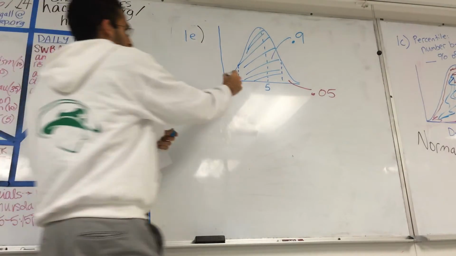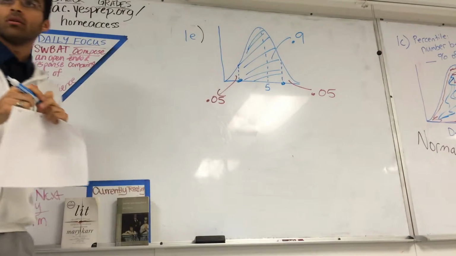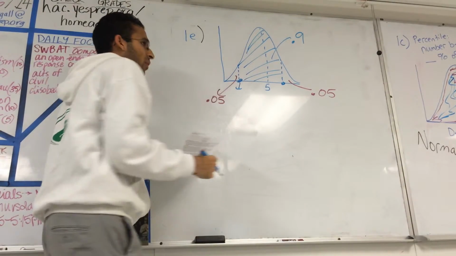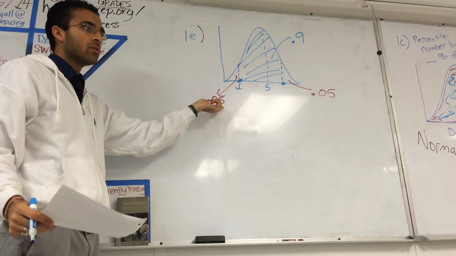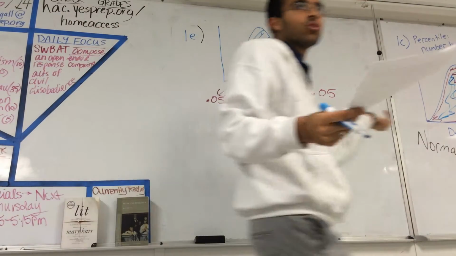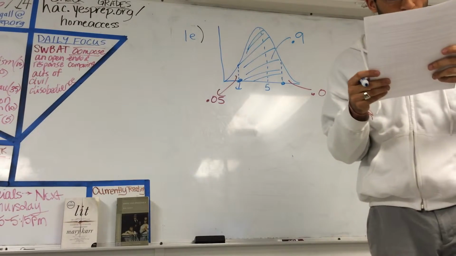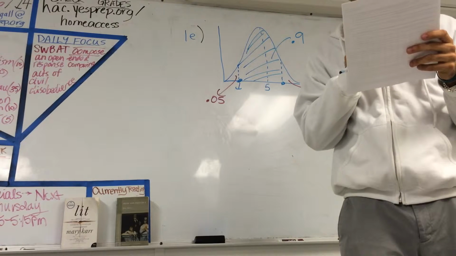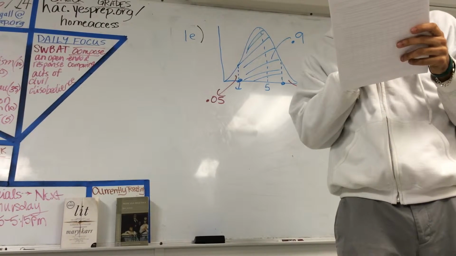I need to find a z-score here and a z-score here. So let's start with this one. This z-score, how much data is lower? 0.05. So we need to find what z-score goes with 0.05. This is going to be on page 4. Okay. 0.05, let me look here. Negative 1.64.